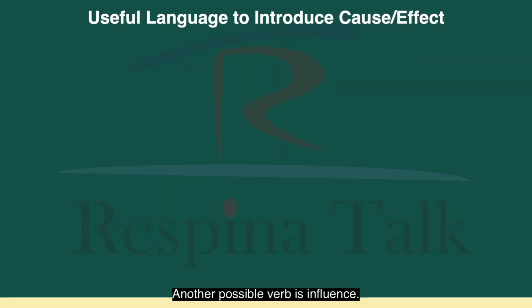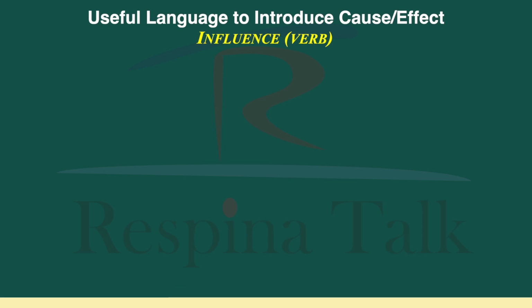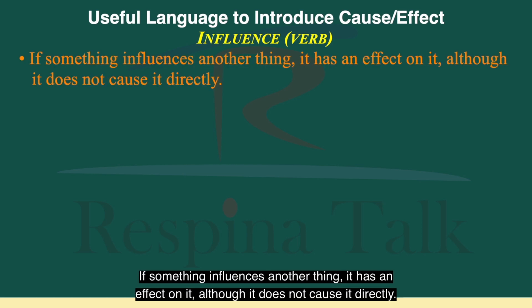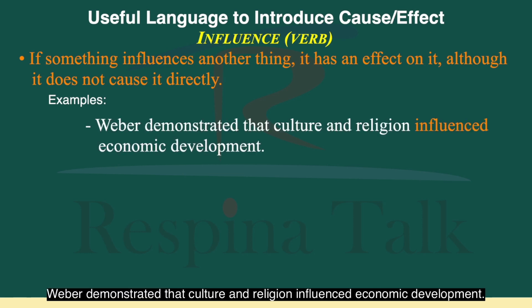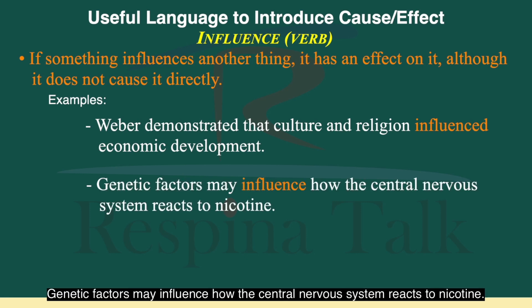Another possible verb is influence. If something influences another thing, it has an effect on it, although it does not cause it directly. Take a look at these examples. Weber demonstrated that culture and religion influenced economic development. Genetic factors may influence how the central nervous system reacts to nicotine.